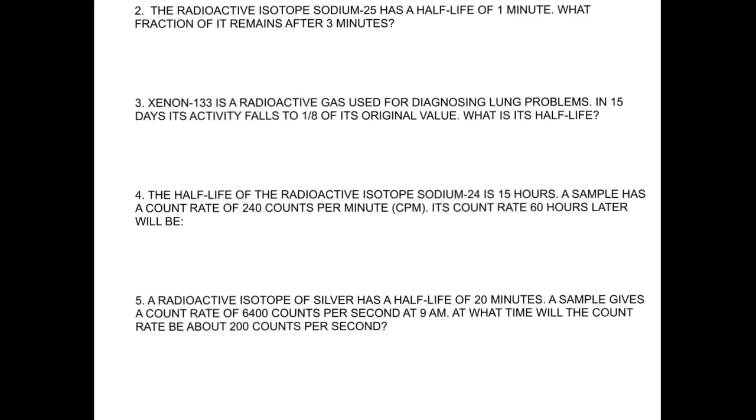So what you have to do here is work out how many half-lives have occurred. And because it's 3 minutes and 1 goes into 3 minutes 3 times, 3 half-lives have occurred. And then all you have to do, because you're finding out a fraction, is do a half times a half times a half to find that 1/8 remains after 3 minutes.